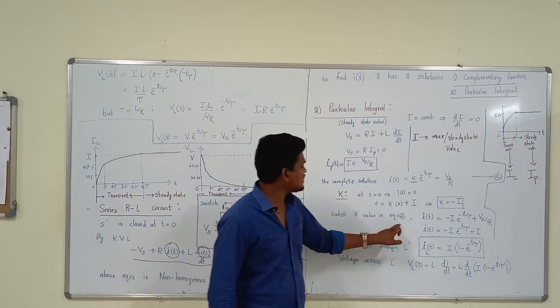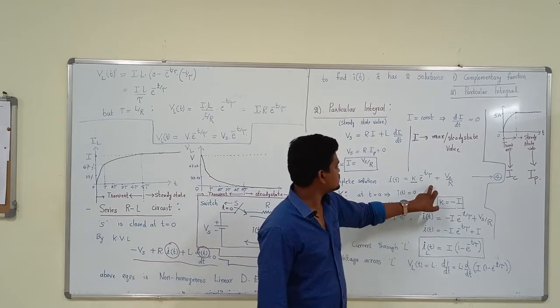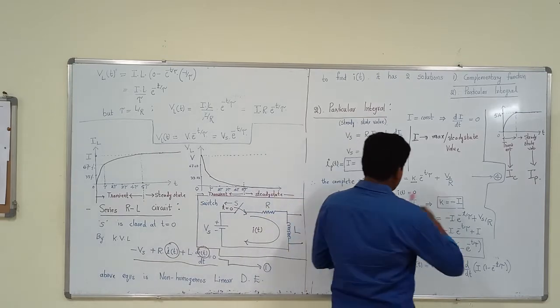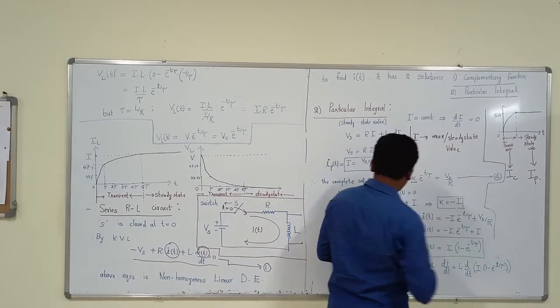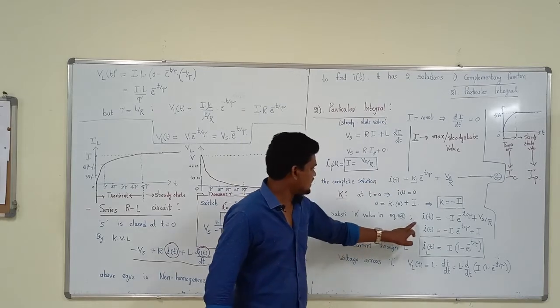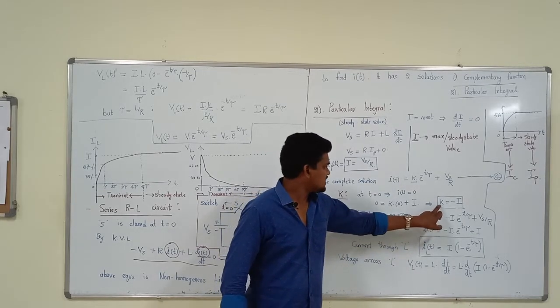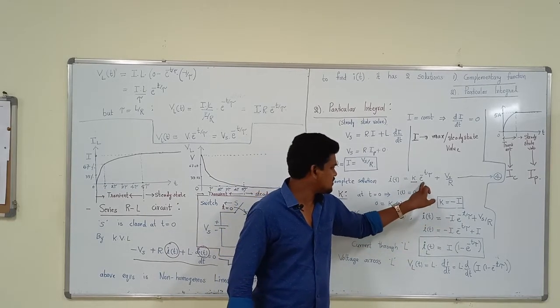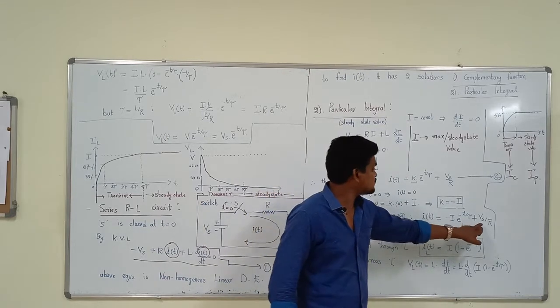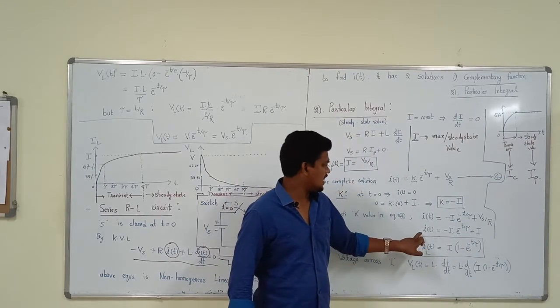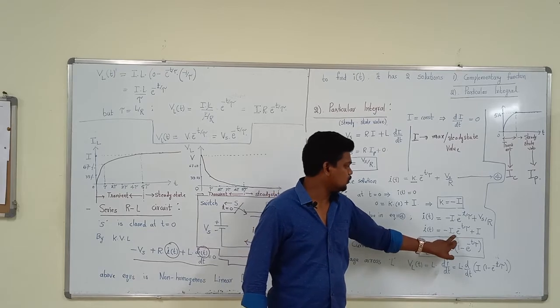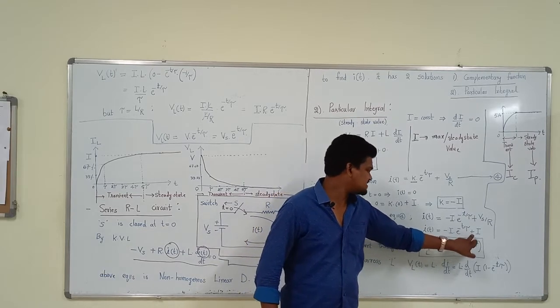Substituting the k value in equation 4, in place of k it will become minus I. Then I of t becomes minus I e power minus t by tau plus Vs by R. And finally I of t equals minus I into e power minus t by tau plus I.